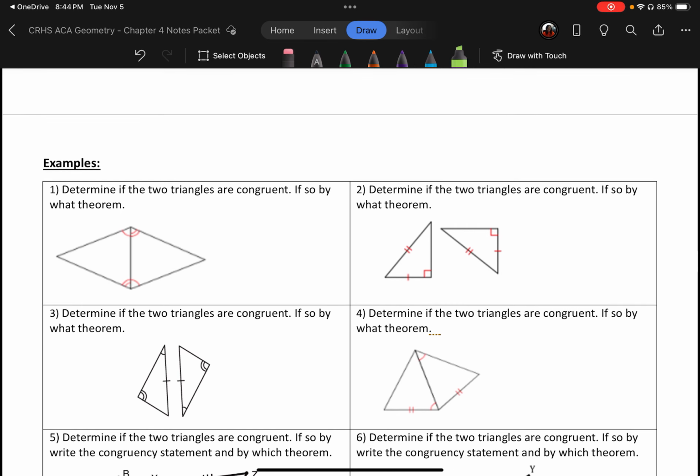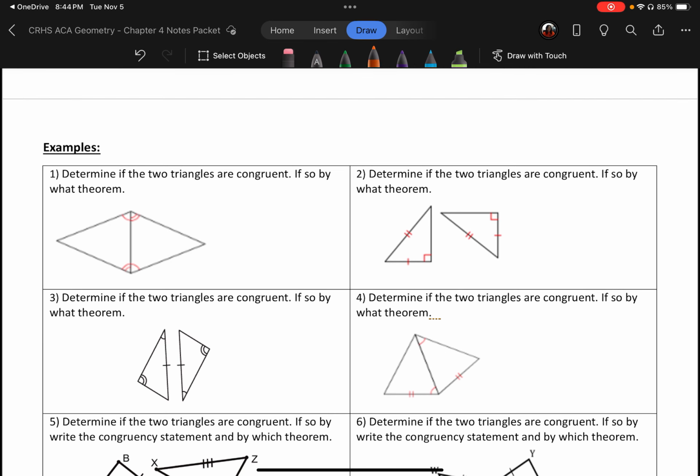In the first example, it says, determine if the two triangles are congruent. If so, by what theorem? I'm going to write the ways that work here at the top. SSS works, SAS works, AAS works, ASA works, and HL. These are the 5 different ways that are able to prove two triangles are congruent. As we do these problems, we're going to check, after labeling, does it give me one of these 5?